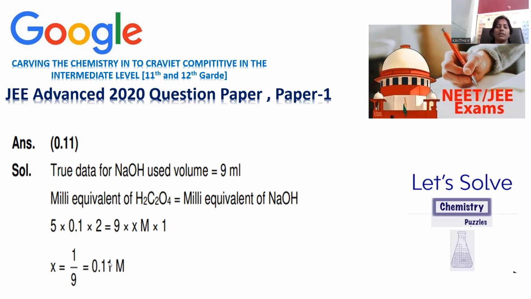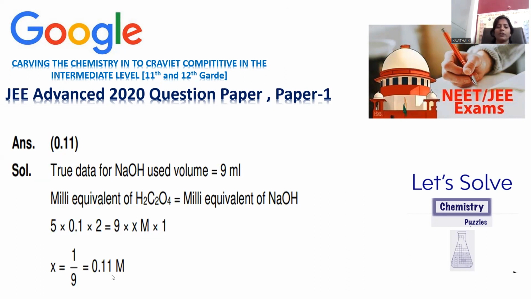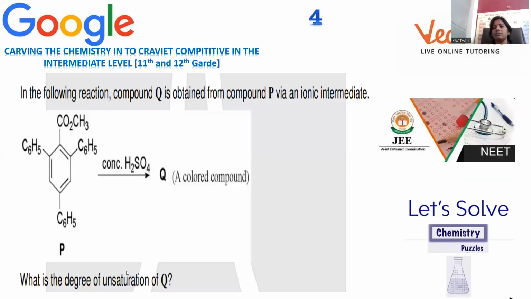So if you apply all these, what happens? The unknown molarity will be 1 by 9. So 1 by 9 is the value. If 1 by 9 is taken, that can be modified into the decimal value 0.11 molar solution. This is the way you can solve the problem in analytical, and moreover it is the volumetric analysis problem, we can say. For question number 3, 0.11 molar solution is the correct answer. Move on to question number 4.